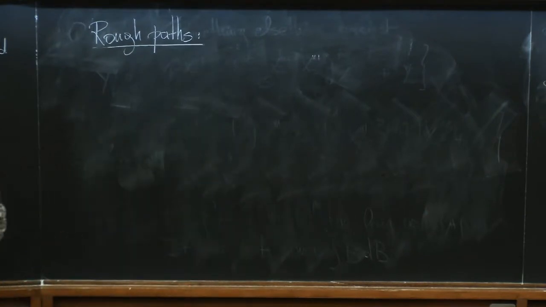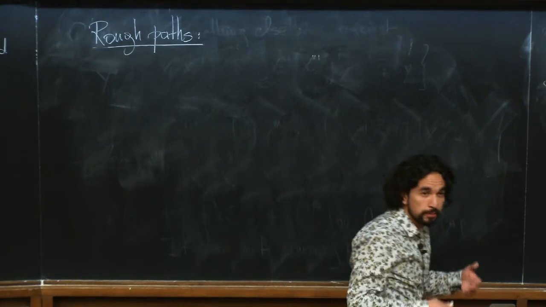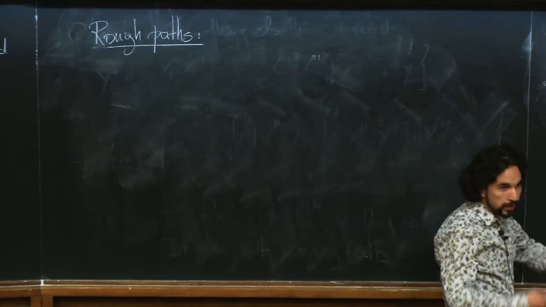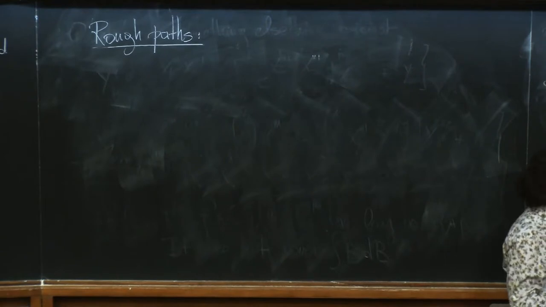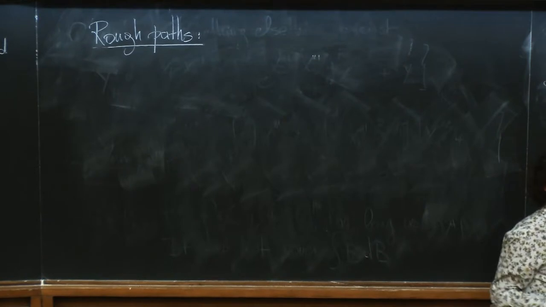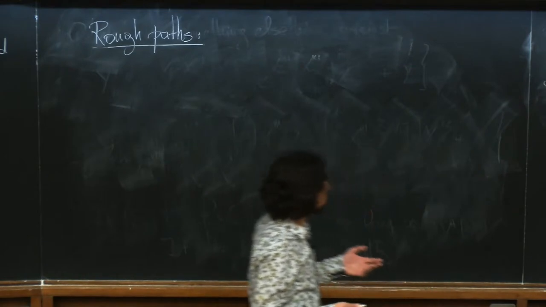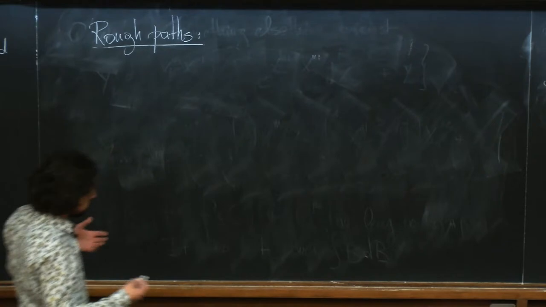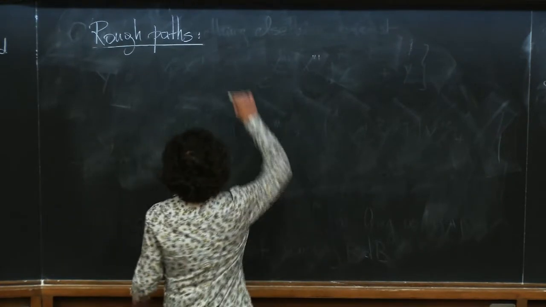I apologize in advance because I won't be completely rigorous here. I will give mostly intuitions, and then I will write down theorems which will not be completely correct. There will be things missing, like initial condition and stuff like that, but at least the relevant part, in my opinion, will be there. So we will talk about controlled rough paths.